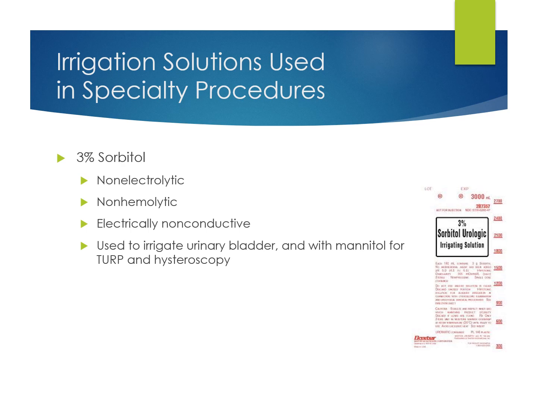3% sorbitol. This is another sterile, non-electrolytic, non-hemolytic, and electrically non-conductive irrigation solution. It's used for irrigation of the bladder or during what's called a TURP, T-U-R-P. You'll see it there on your slide. That means transurethral resection of the prostate.